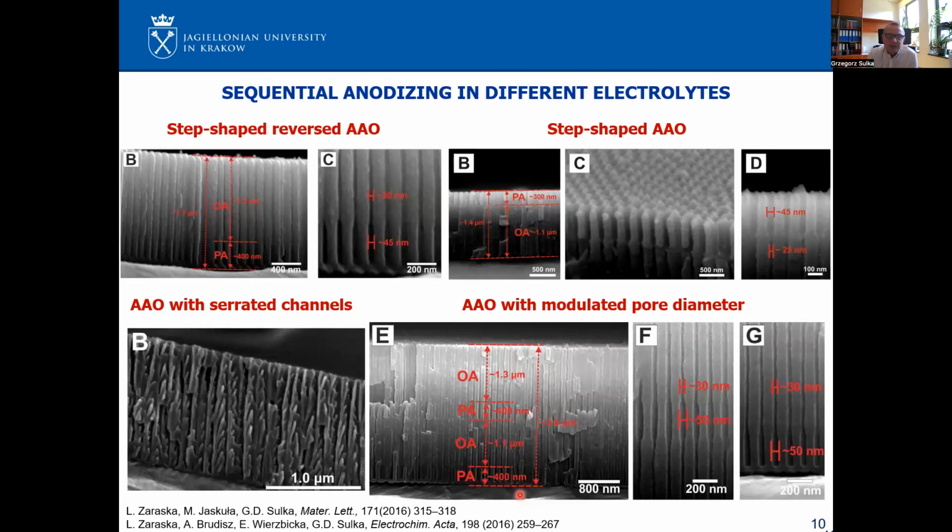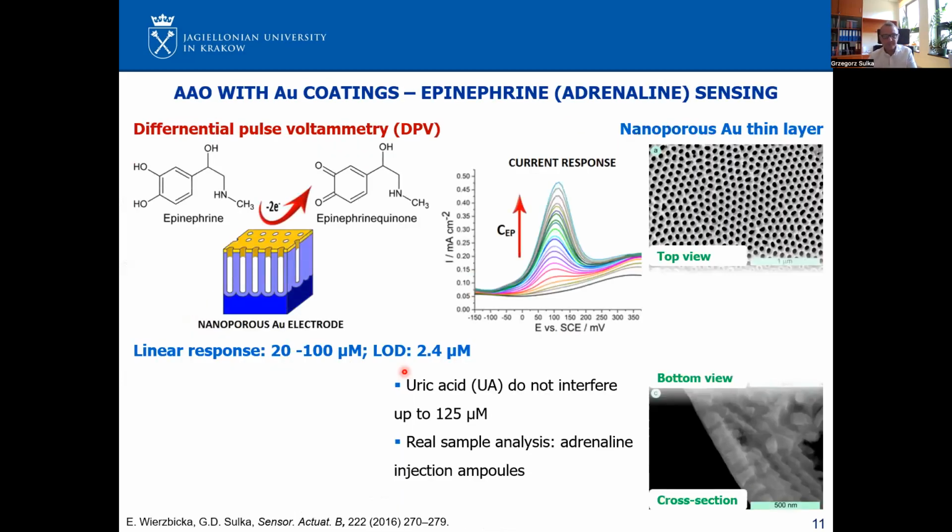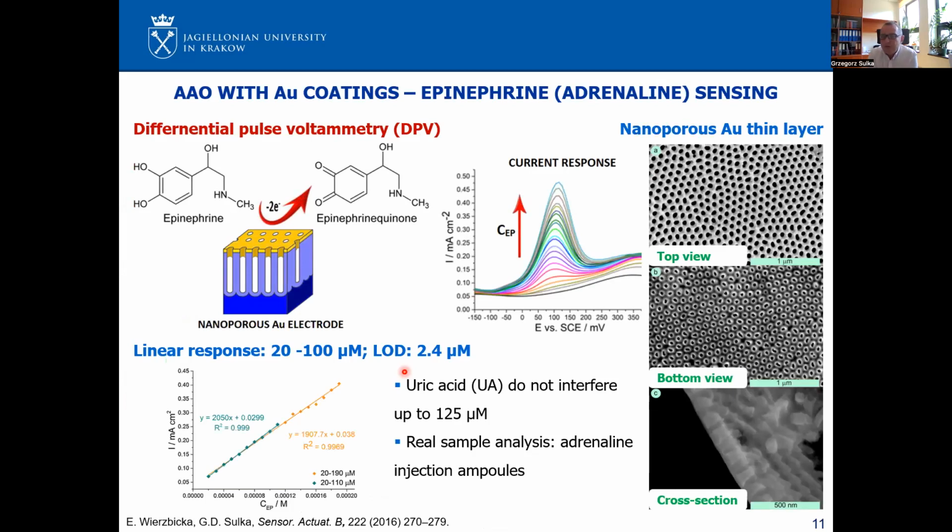Further examples we prepared just by exchanging the electrolyte during anodization, like step-shaped channels, or channels with modulated pore diameter, but in that case we change the electrolyte during anodization, or serrated channels like in that case. And some examples of applications.